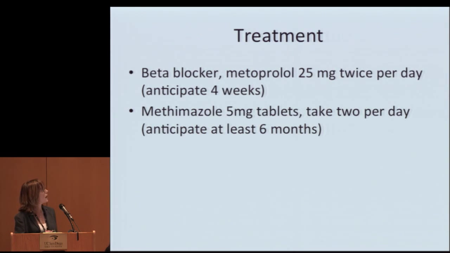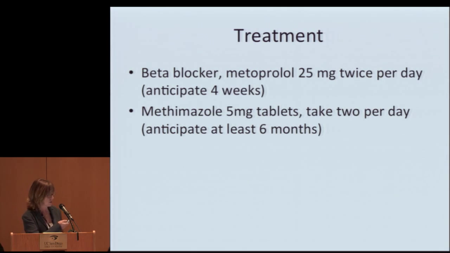Okay, so my patient, I gave her a beta blocker, anticipating 4 weeks of therapy until she felt better, and I gave her metoprolol twice a day. And I gave her methimazole. I tend to use 5 milligram tablets because I like to taper, and I like to taper by doses of 2.5 milligrams. And you cannot cut a 10 milligram tablet into 2.5 milligrams. So no matter what my starting dose is, I generally use 5 milligram pills.